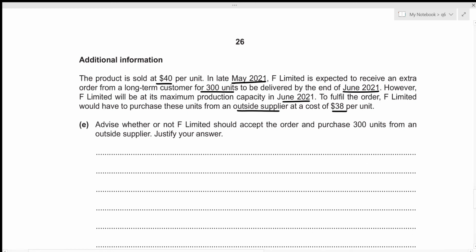So we know that F Limited is at its maximum production capacity, and unless it buys from an outside supplier, it won't be able to sustain the order for a long-term customer. So by purchasing these units from an outside supplier, they would be able to maintain the relationship with the long-term customer. Let's write it down. Maintain the relationship with the long-term customer.